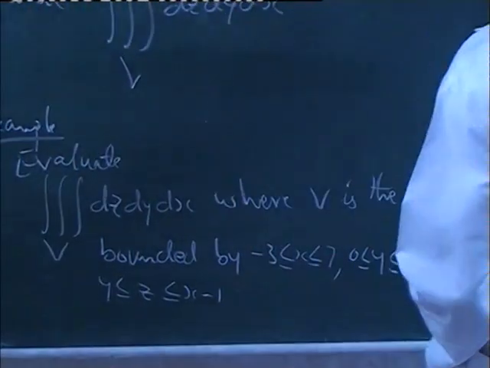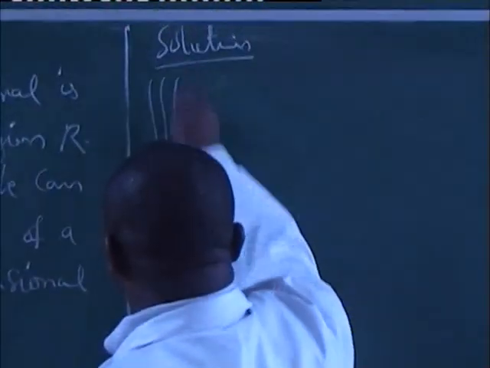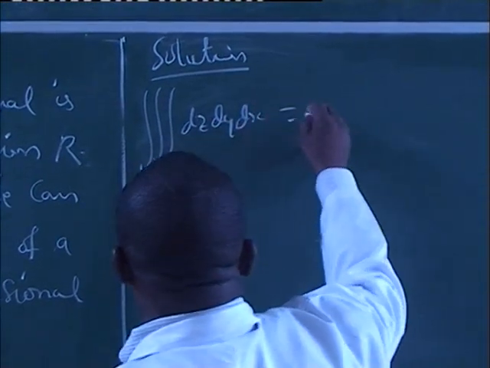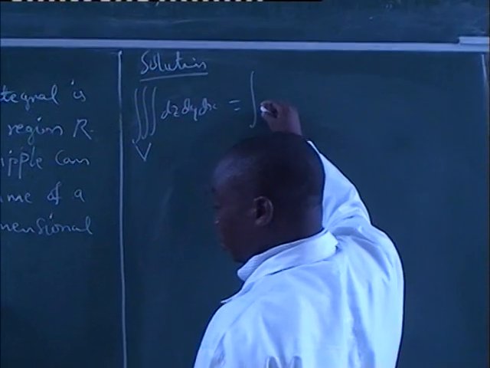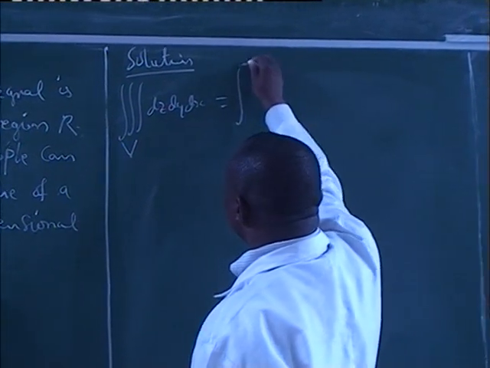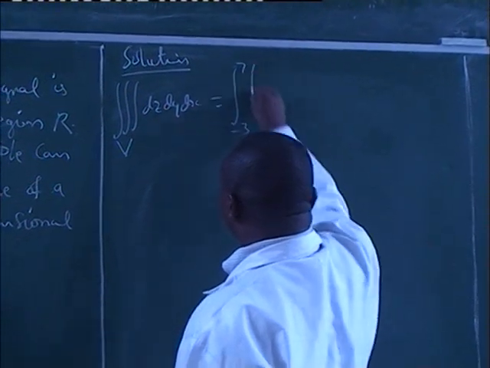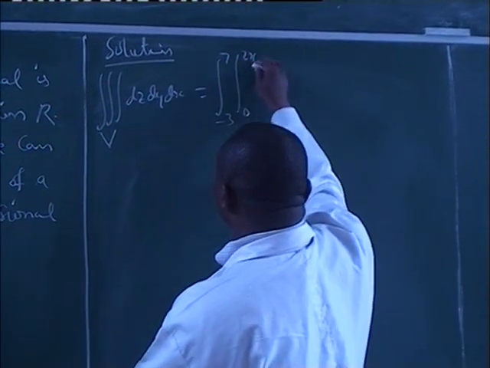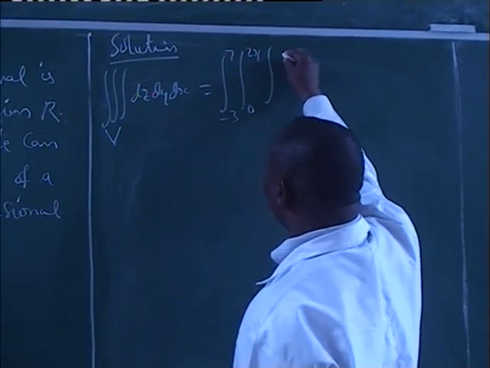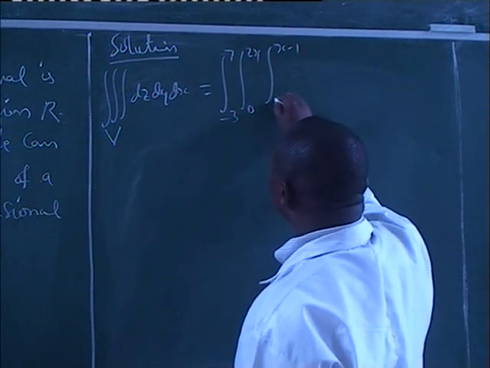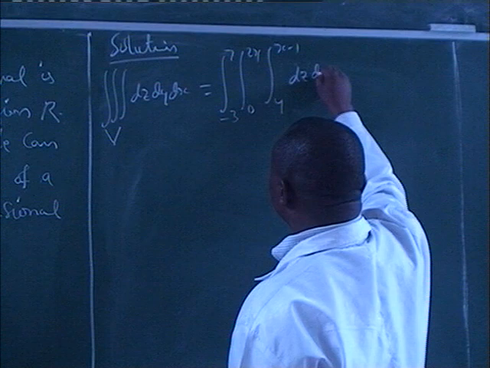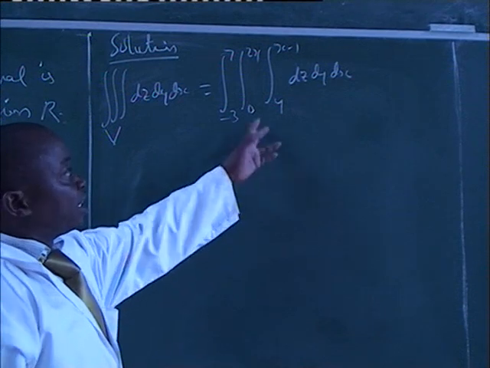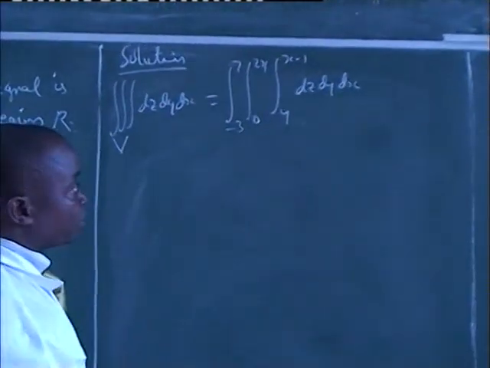Now, we'll pick the solution. The triple integral over V of dz dy dx will be equal to: for x, we have 7 to minus 3. Then for y, we have 2x to 0. Then for z, we have x minus 1 to y. Then we have dz dy dx. So we have translated it, because they have told us the region that is bounded, and we want to compute the volume.